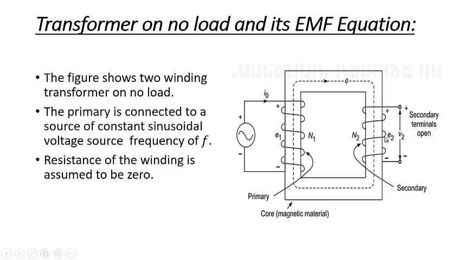This is the figure in which we have assumed the transformer on no load. You can see we haven't connected any load on the secondary of the transformer. The secondary terminals are open circuited. So, we have a two winding transformer on no load.